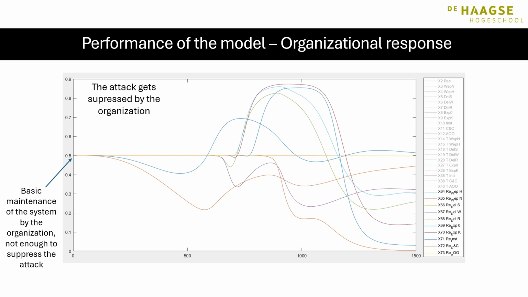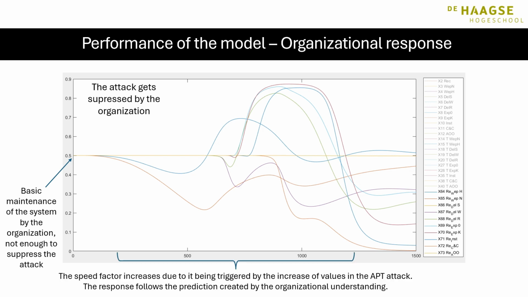At the beginning, they all start at 0.5, which represents basic maintenance of the system by the organization. And this is necessary to prevent the attackers from fully progressing through the model, to give them some resistance. However, this alone is not enough to suppress the attack. It needs to increase higher based on the correct organizational understanding. The speed factor, so basically how fast the states can change, increased over time, and this is the role of organizational controls that were meant to prevent it from overreacting.